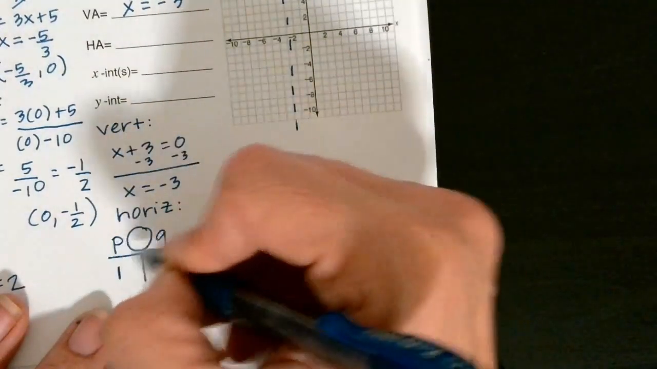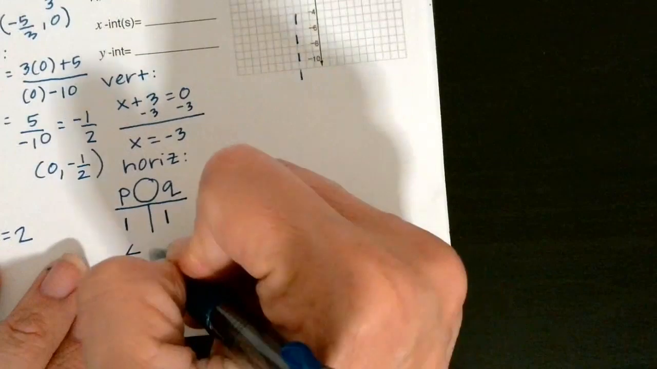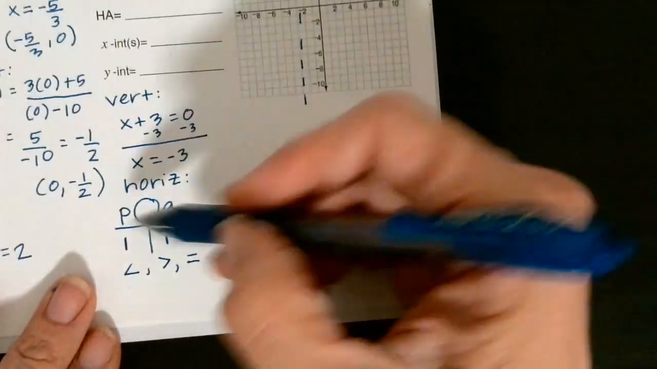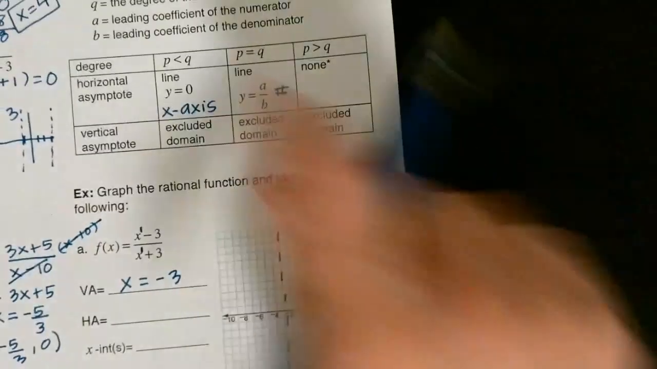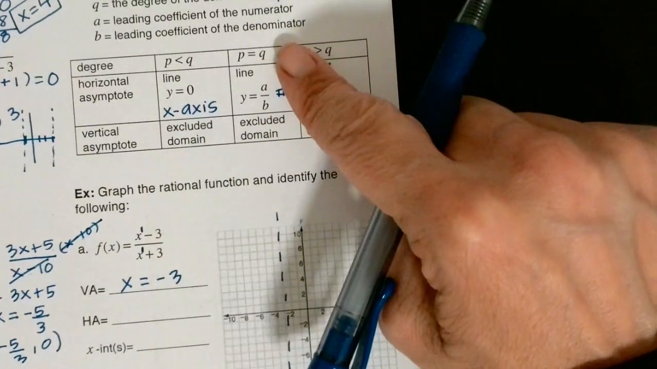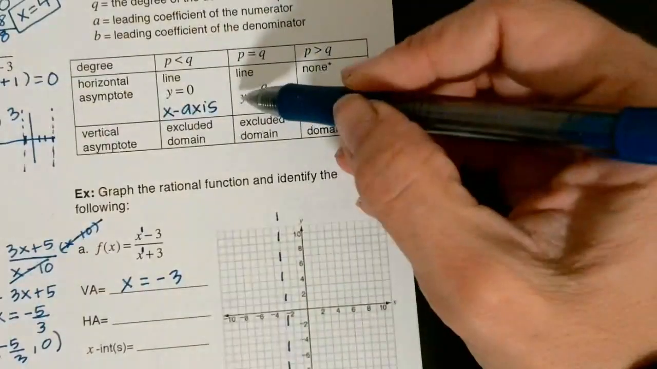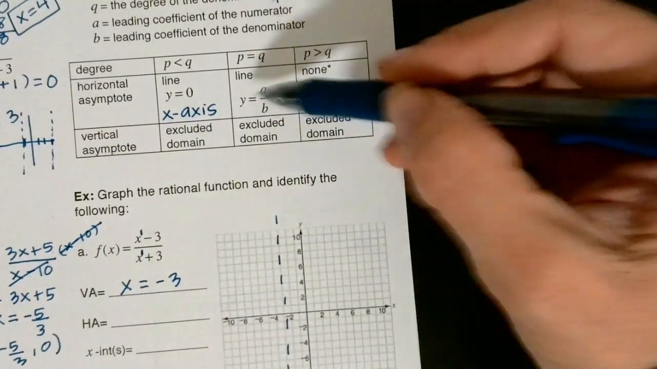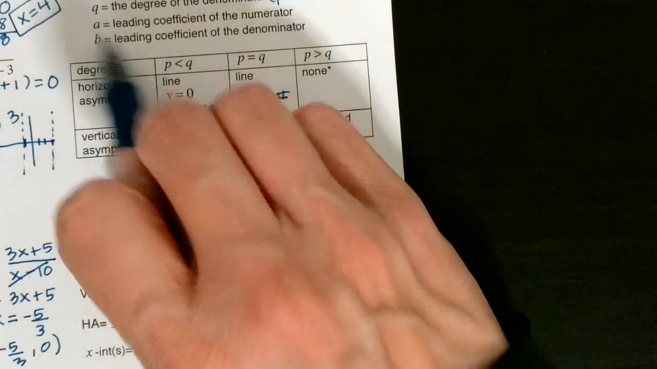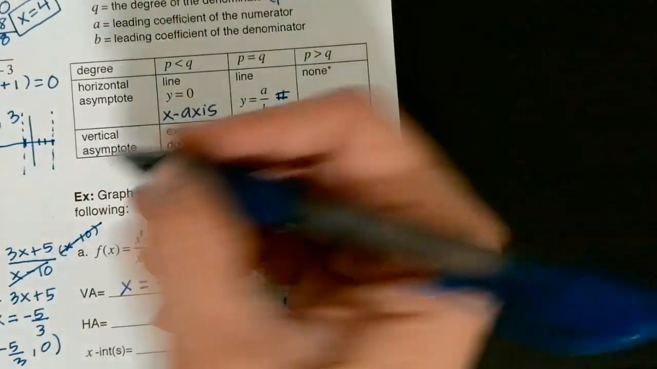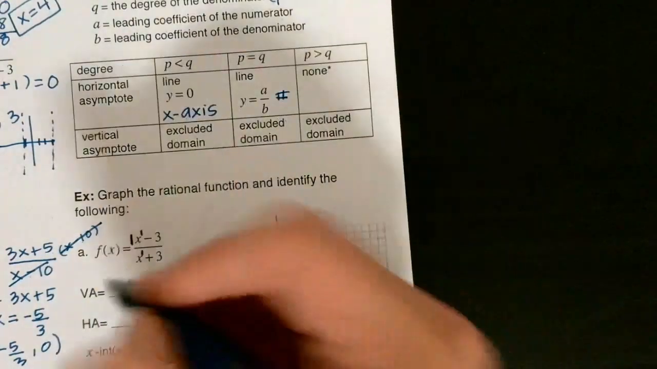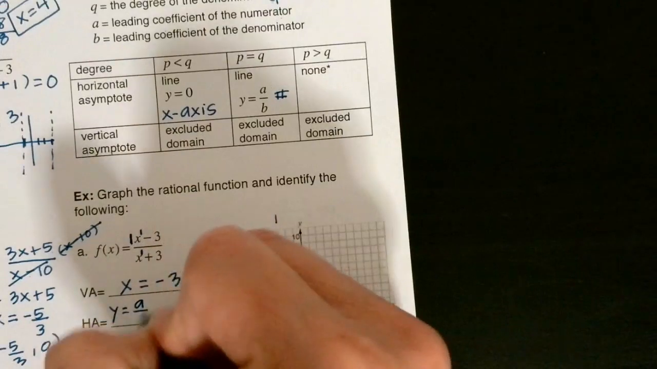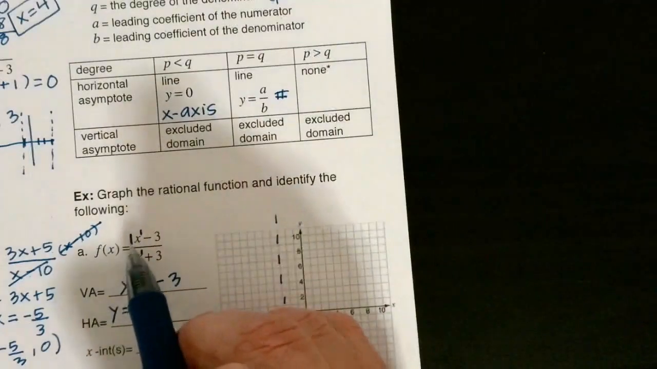Now I have to fill in this sign the good old-fashioned way. Is it less than, greater than, or equal to? 1 equals 1. So that's where I'm at. So I'm going to go up to this chart, and if P equals Q, this says that my horizontal is going to be the line y equals a over b. It's going to be some number, but how do I know a over b in number? Look right here. A is the leading coefficient of the numerator. This is a 1. So y equals a over b, which equals, a is equal to the leading coefficient. Our leading coefficient is 1.